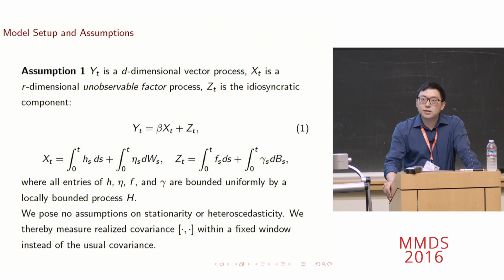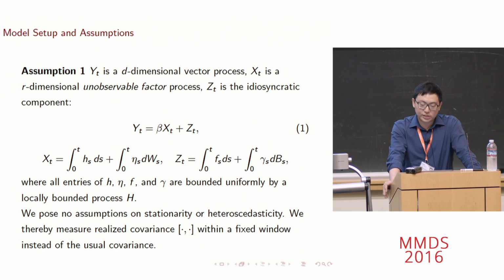As you can see, the assumptions we're making here are pretty general. We don't have to make any assumptions about H_s, eta_s, F_s, or gamma_s. We're trying to be agnostic about the dynamics of volatility, stochastic volatility, etc. So we essentially impose no assumptions on stationarity or heteroscedasticity.